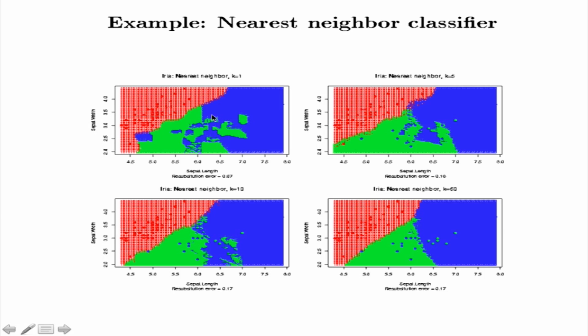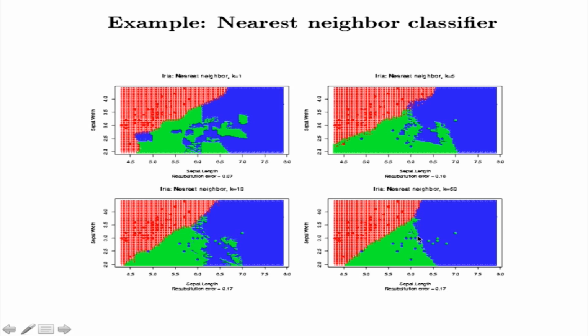However, if you have K equal to 5, it's smoother. And if you have K equal to 50, suddenly you almost get straight hyperplanes again, you know. All right.